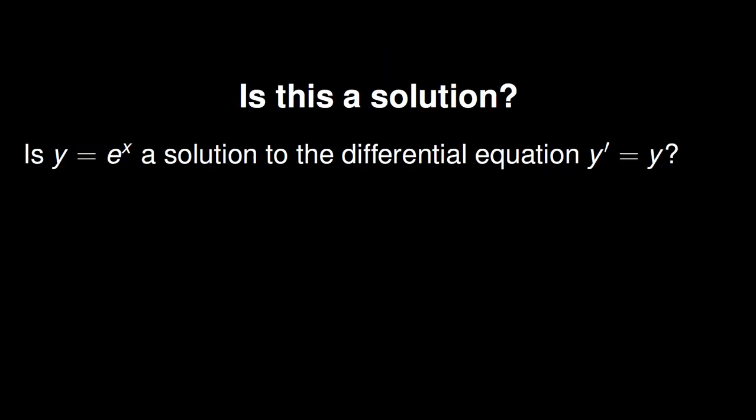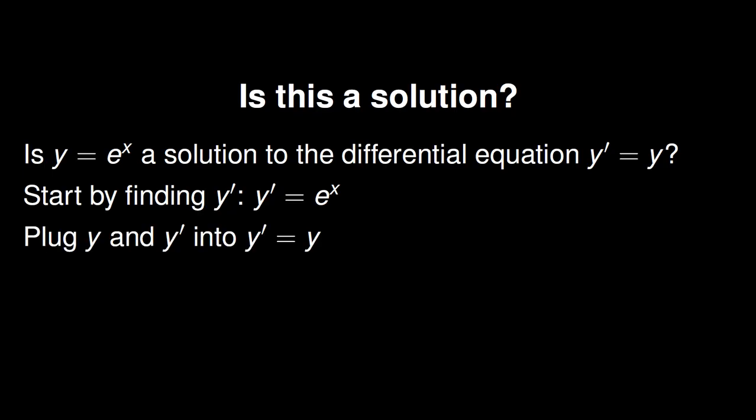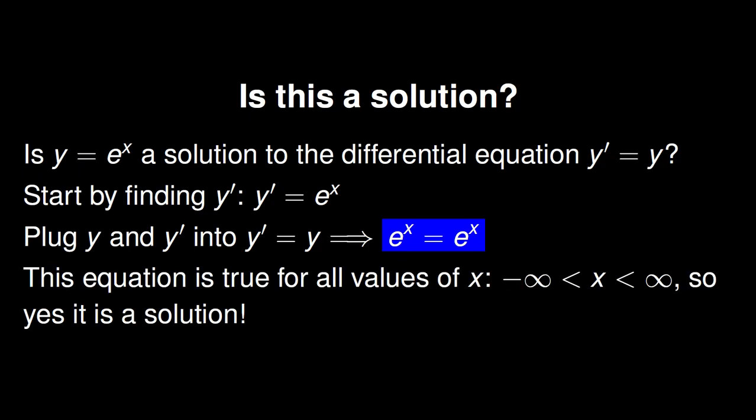So for example, we want to check, is e to the x a solution to this differential equation? Well, we start by finding the derivative of this potential solution. The derivative of e to the x is e to the x. We plug these in to the original differential equation, which gives us e to the x equals e to the x. And we know that this equation is true for every single value of x, hence from negative infinity to infinity, which is an open interval, and therefore, yes, e to the x is a solution.